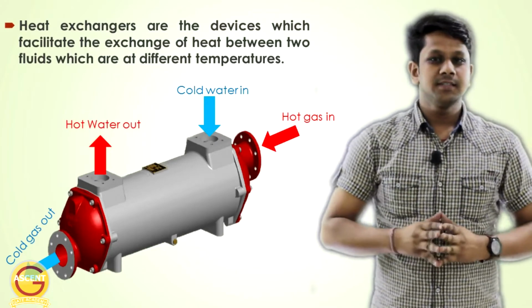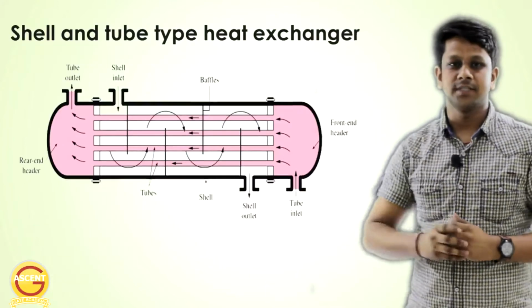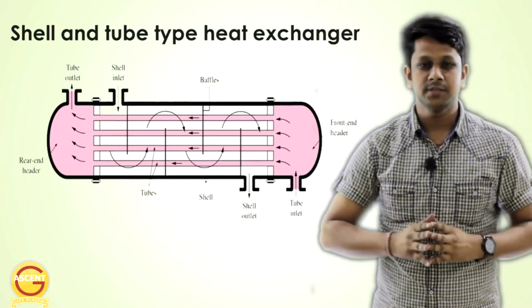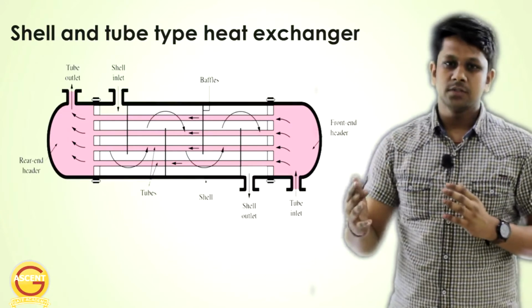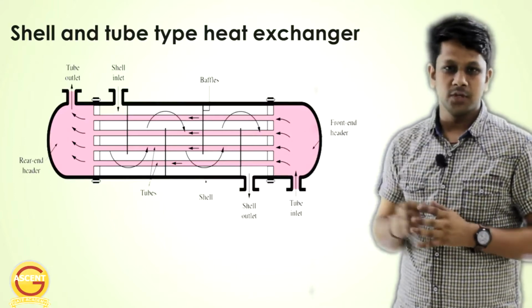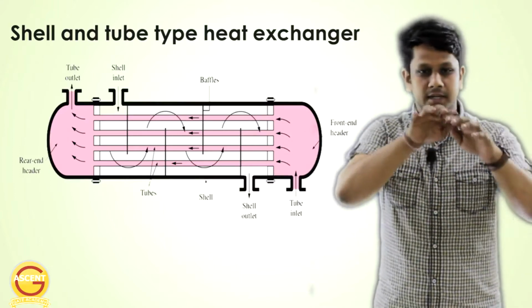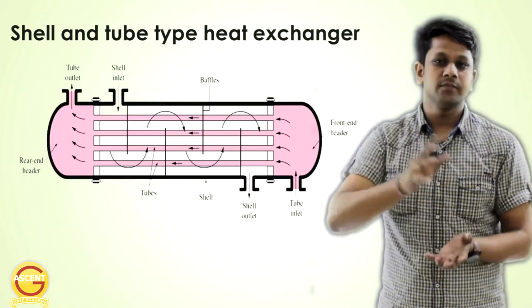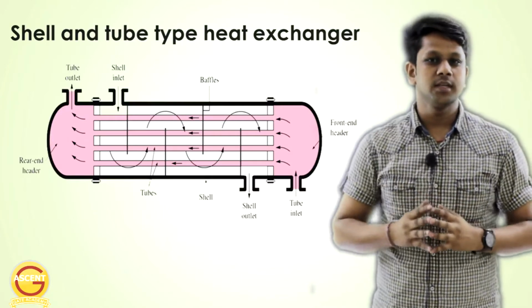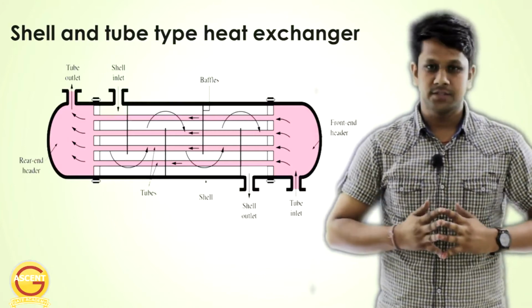Now to understand this, let's take the cut section of this heat exchanger. So this image is the cut section of this heat exchanger. It constitutes horizontal tubes in which one of the fluids is flowing, and over that a shell in which the second fluid is flowing. So this kind of heat exchanger in general is known as the shell and tube type of heat exchanger.